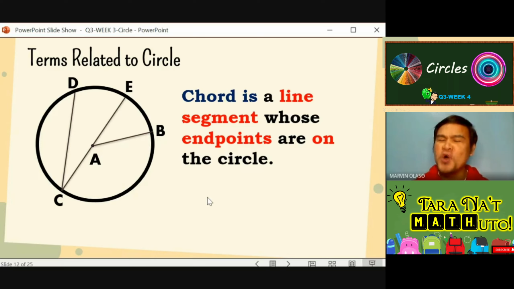Sige nga po, can you identify what are the chords in the circle? Yes, we have line segment CD, ito yon. And we have another line segment, ito naman is line segment CE. Okay, so dalawa yan ha. So we call that chord. Basta nagsimula, natapos din within the circle, it's a line segment, tatawagin natin yan chord. Let's proceed to the next term.